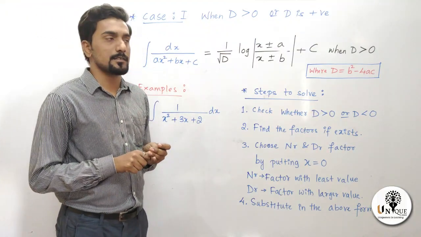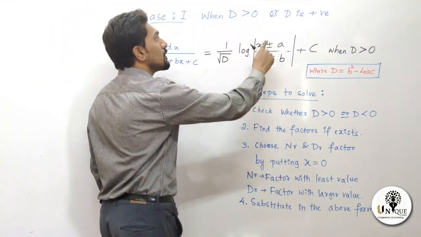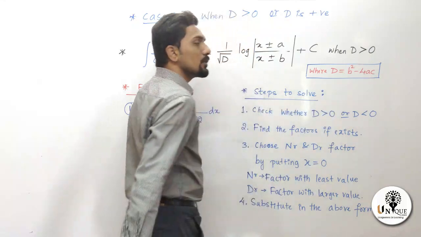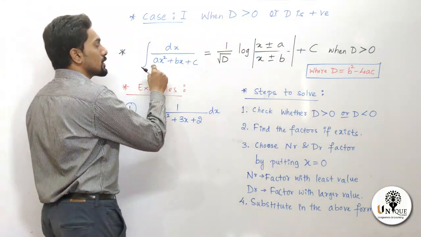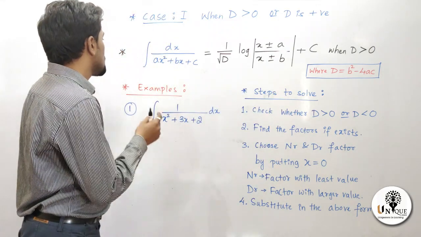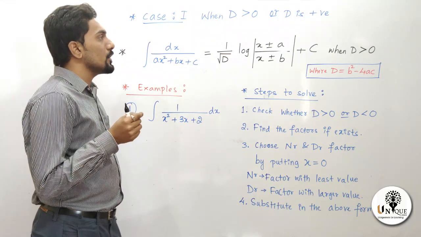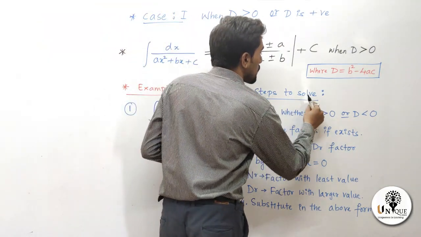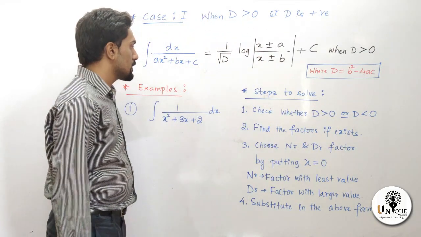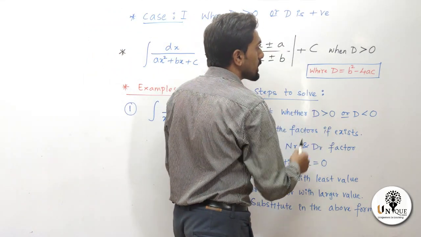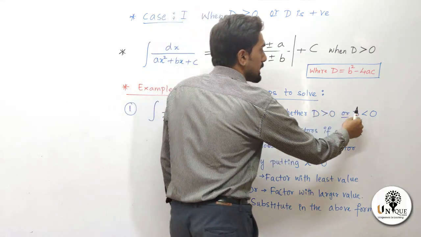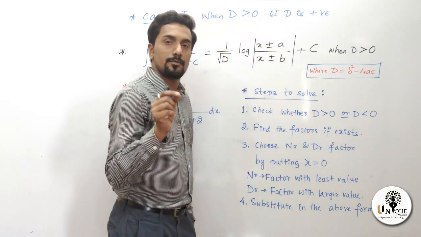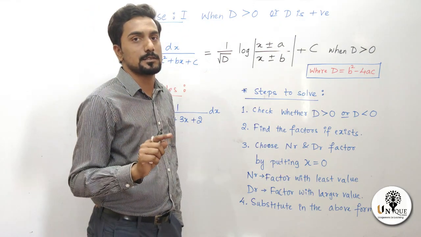Let me discuss the first case, that is when d is greater than 0, or d is positive, where d is equal to b square minus 4ac. In this case, we are going to use this formula. So, here are the steps to solve the problem using the given formula. The first one is check whether d is greater than 0 or d is less than 0. The second step is find the factors if they exist. The factors exist only if d is greater than 0.